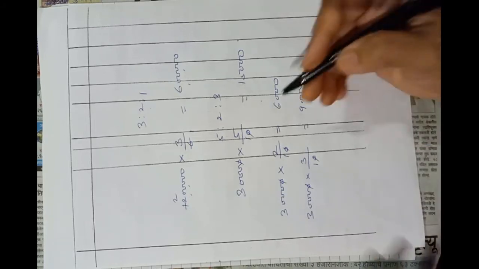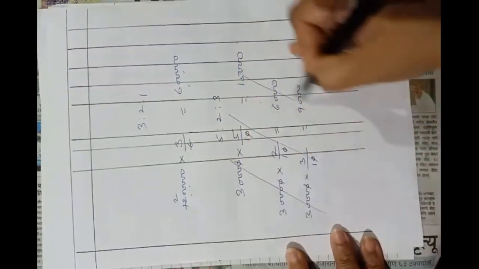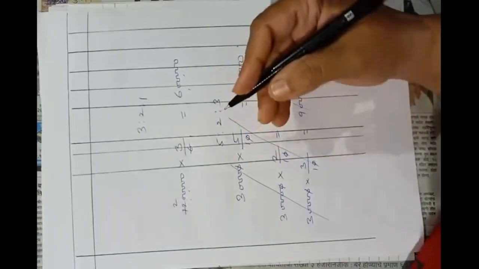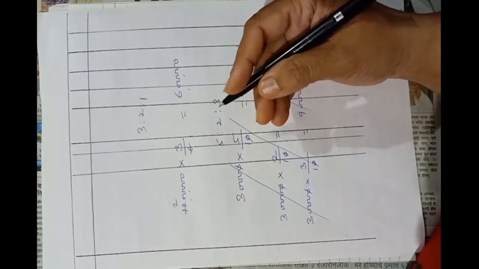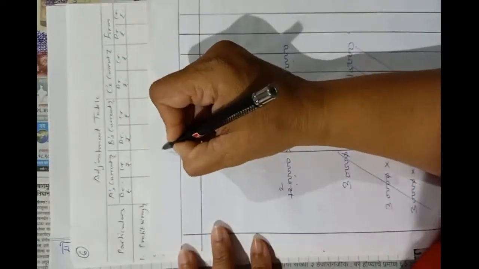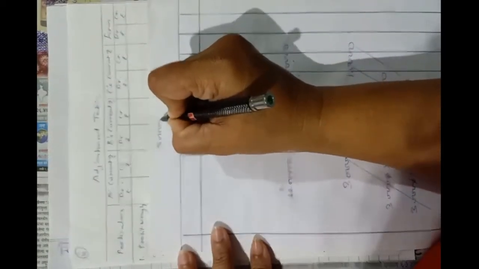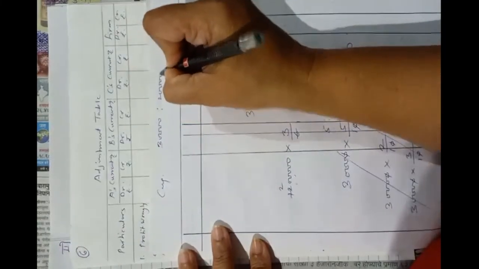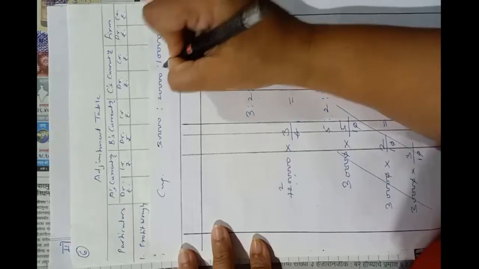Oh sorry, I have made a mistake here. Sorry, they told us, see the problem, they told us that net profit was distributed in the ratio of their capitals. I will show it here to you. Net profit is distributed in the ratio of capitals, and their capitals are 30,000, 20,000 and 10,000 respectively. Okay.